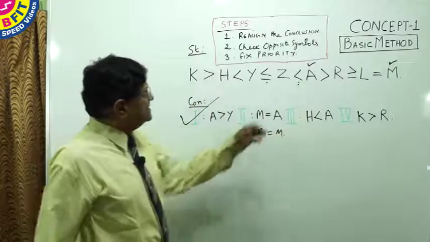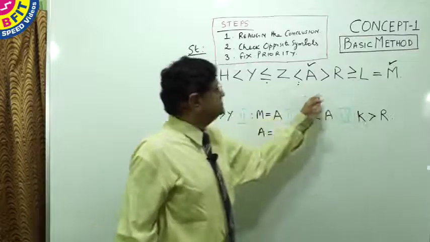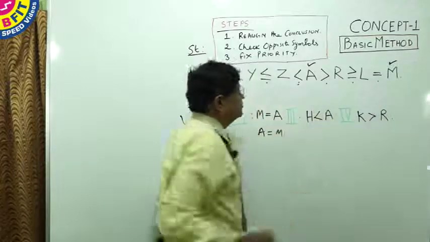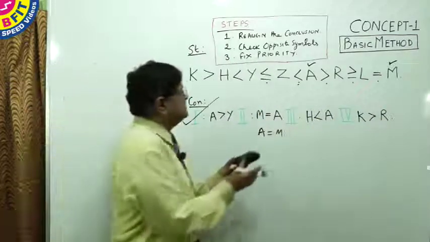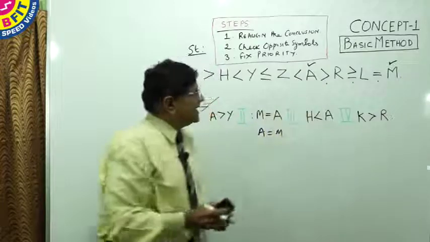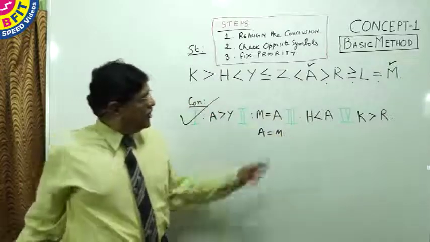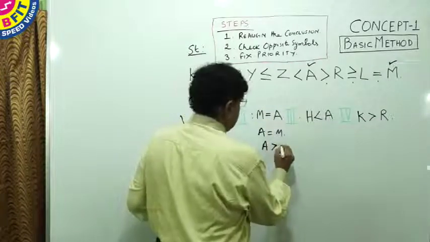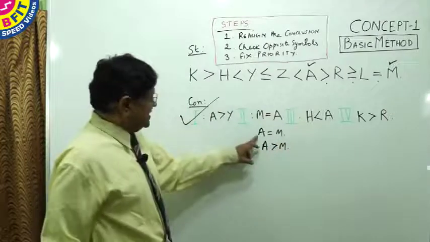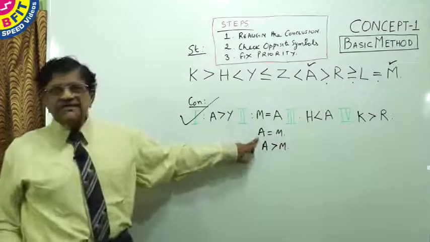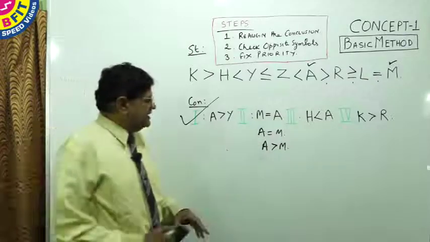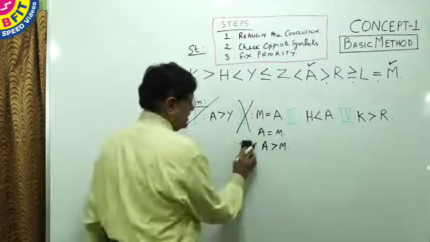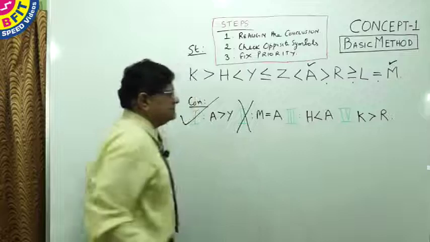Now let us look at the symbols in between A and M. What are the symbols? Greater than or equal to, is equal to. Between these three symbols, which has got priority? Greater than has got priority. Therefore, the correct conclusion is A is greater than M. But unfortunately, we are asked to verify A is equal to M. And therefore, this conclusion is wrong. Let us go to the third.